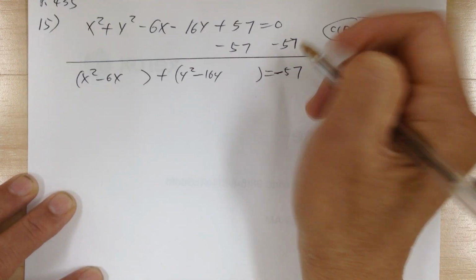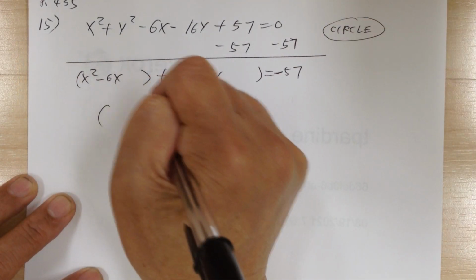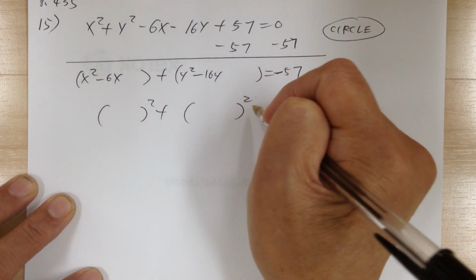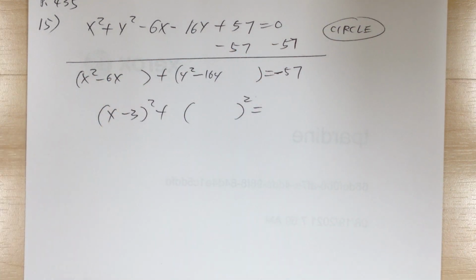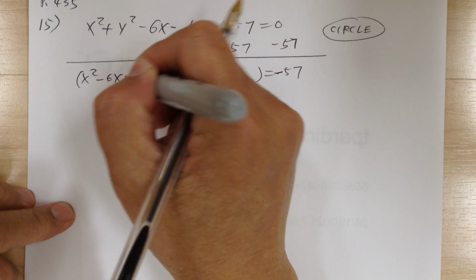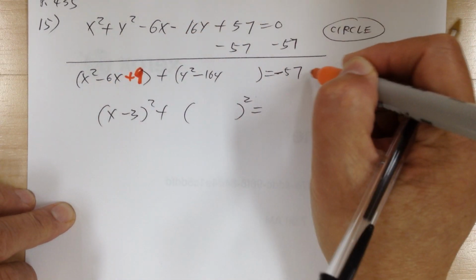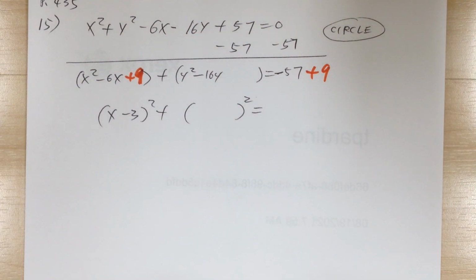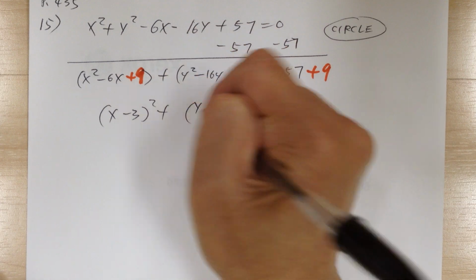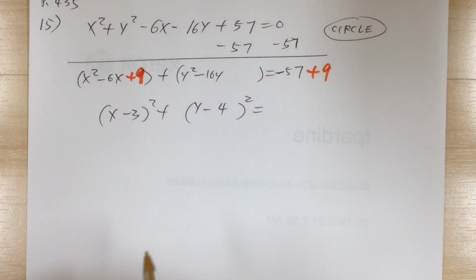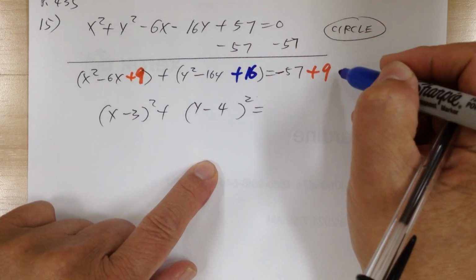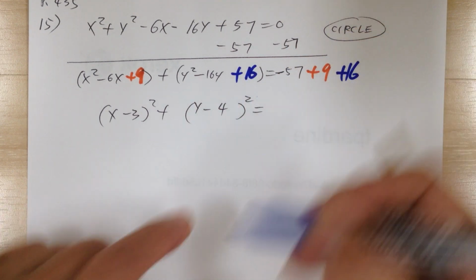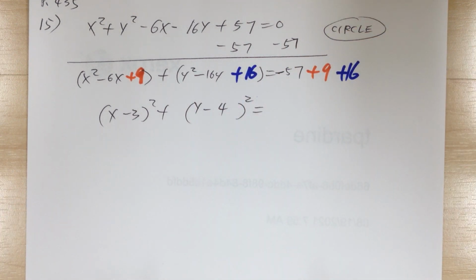Next, let's go and get our perfect square. So this one I get minus 3, so I need to plus 9. Again, just completing the square. This one I get y minus 4, so I need to plus 4 squared, 16, so I need to plus 16. Okay. And just double check.